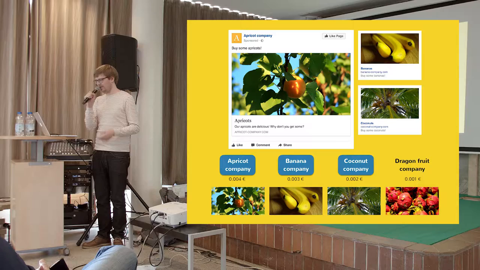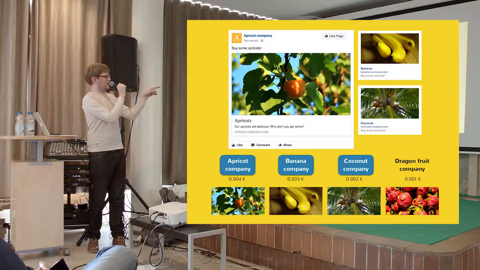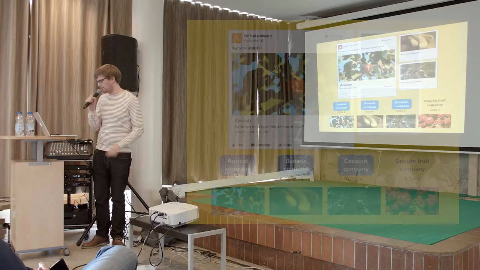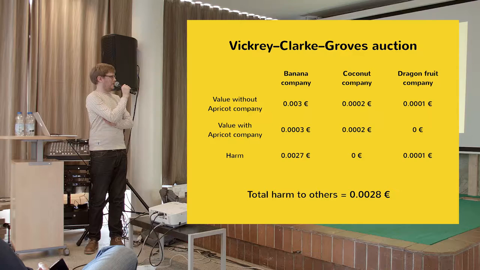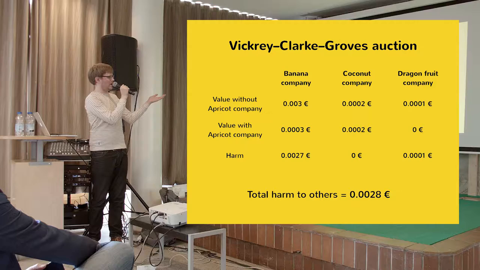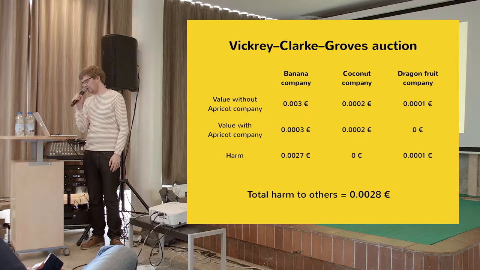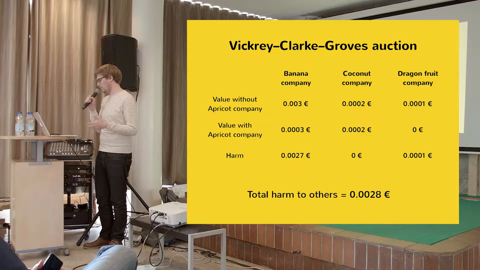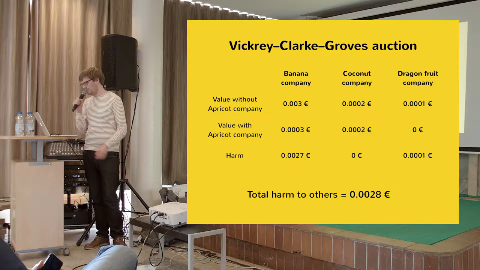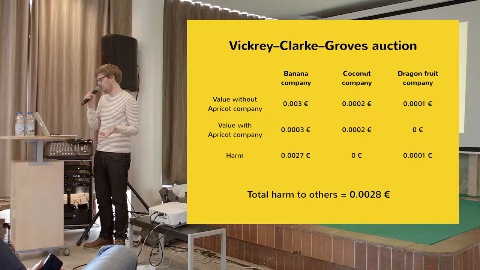So here, for example, if the apricot company wouldn't participate, then the banana company would get the big slot, and the coconut and dragon fruit would get the smaller slots. So for example, for the banana company, the value that they are getting is decreased, and there's some harm that they are getting. And if we calculate the total harm to all of these other companies, we see that the apricot company is bringing that much harm to the others, and that is what they should pay. And it can be proved that in the Vickrey-Clark-Groves auction, the optimal strategy is to bid your true value, meaning the largest amount you would be willing to pay. But I'm not going to present the proof right now.